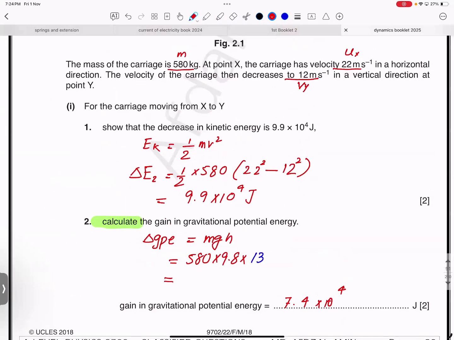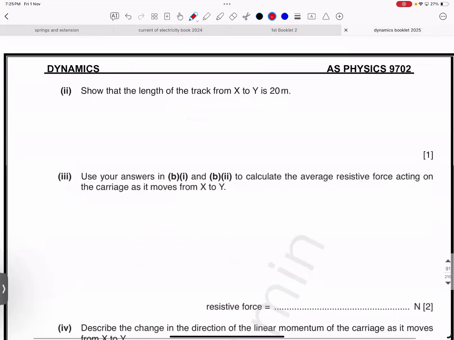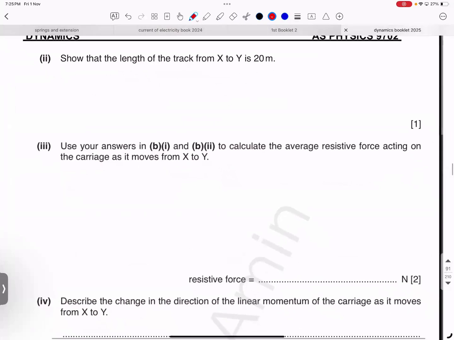All right. A student asked me, shouldn't I write loss in kinetic is gain in potential? My answer was no. Why? There might be a frictional force. There might be a resistive force. And the question is to calculate, show that the length of the track is this.